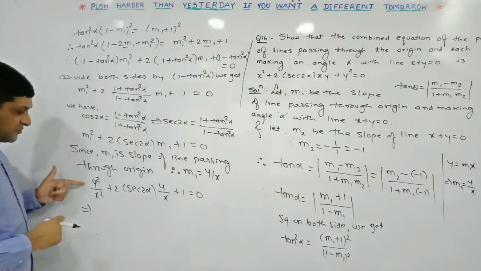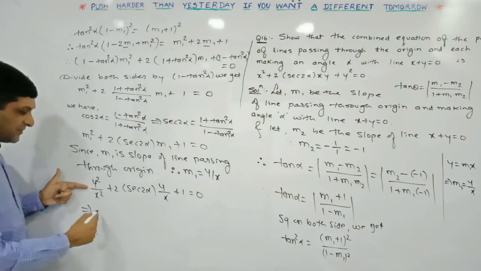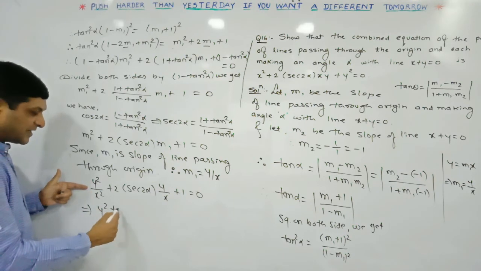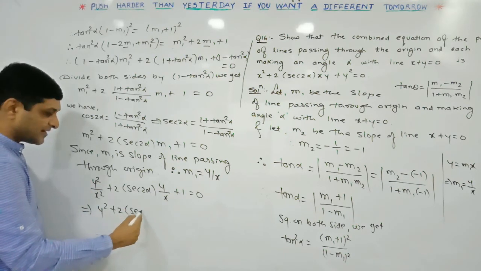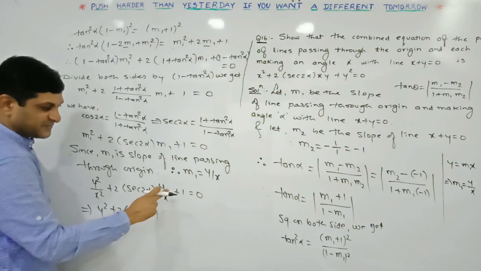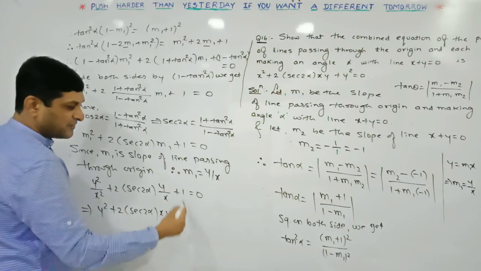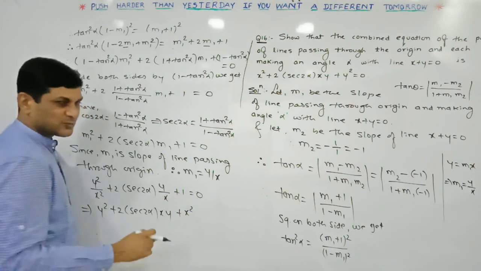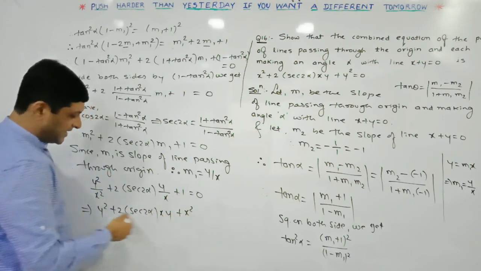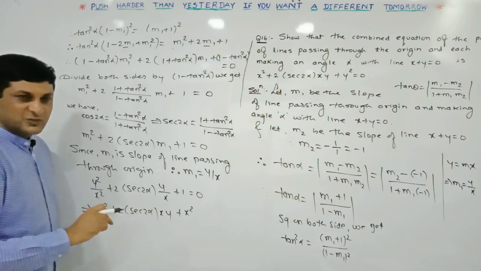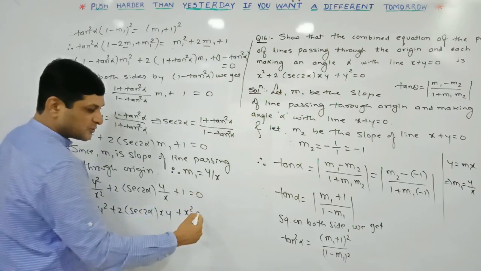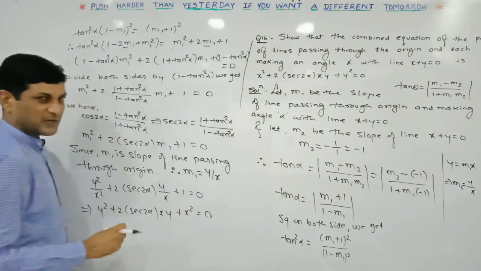If I am multiplying the first term by x square, x square will get cancelled. Here the remaining term is y square. Here 2 sec 2 alpha, keep it as it is. If I am multiplying by x square, x will get cancelled and here we will get xy. If I am multiplying by x square, 1 into x square will be equal to x square. Since we are multiplying the left hand side by x square, multiply the right hand side also by x square. 0 into x square will be equal to 0.